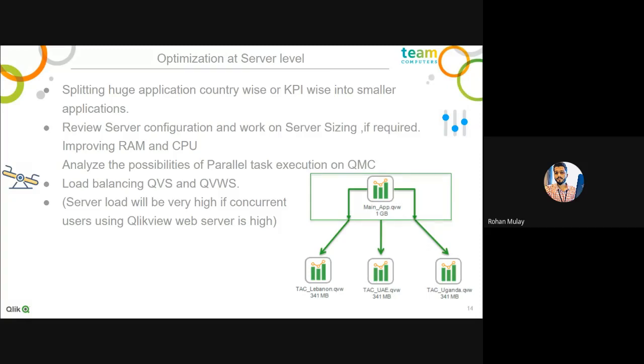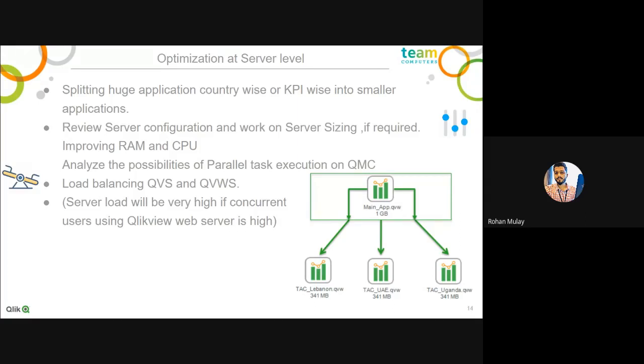Then we will review the server configurations and work on server sizing if required. That is, we will check the configuration of the servers where we are going to productionize the application, or make the application live, and check if this configuration is actually good enough to handle our application. If it is not, then we have this server sizing activity, and we can decide how much RAM or CPU the client has to increase on that particular server.